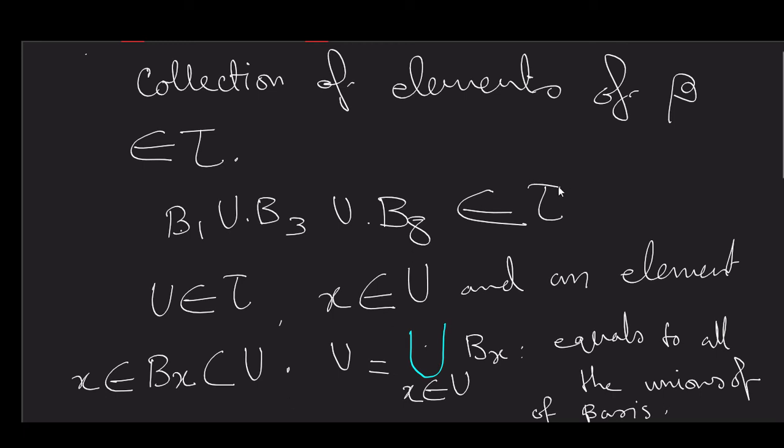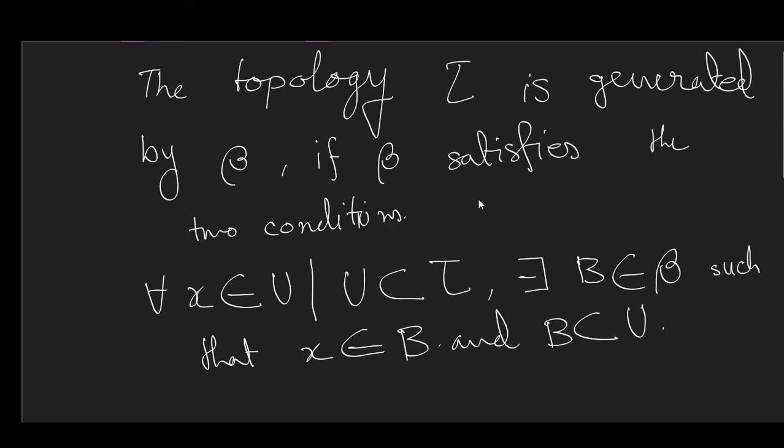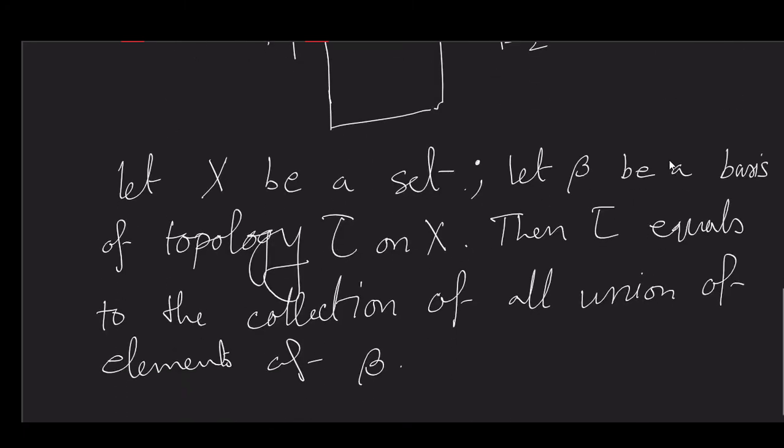So quickly, once again, let us just see the lemma. This one is very important for us. Let X be a set and let beta be a basis of topology tau on X. Then tau equals the collection of all unions of elements of beta, right?